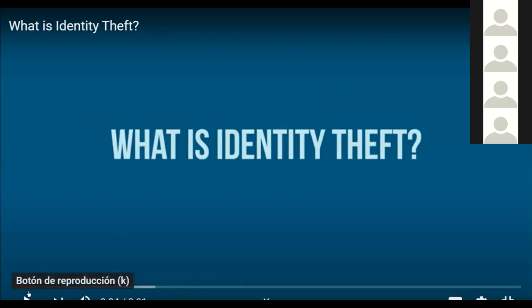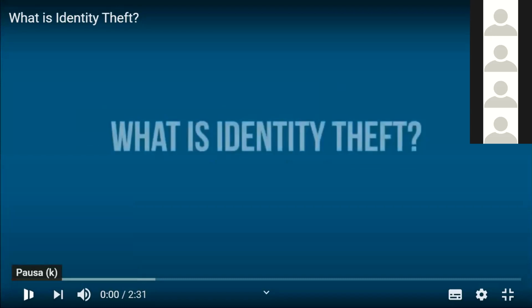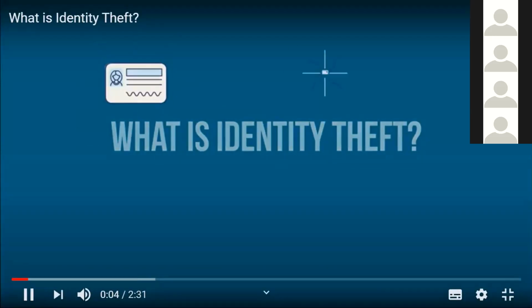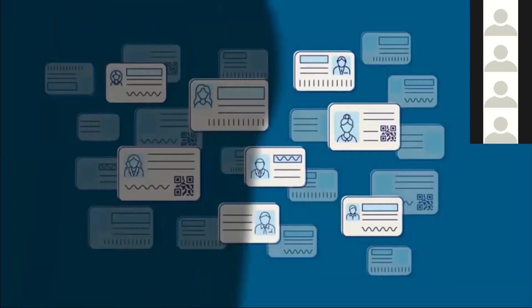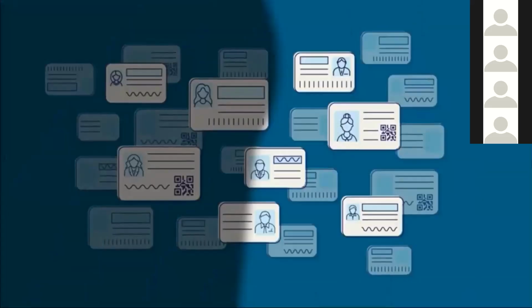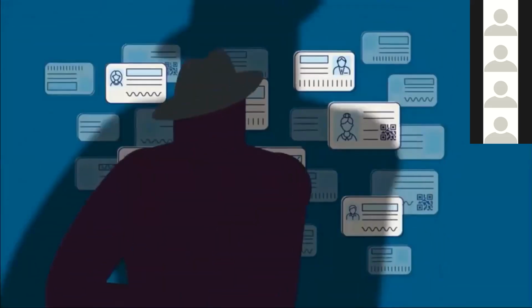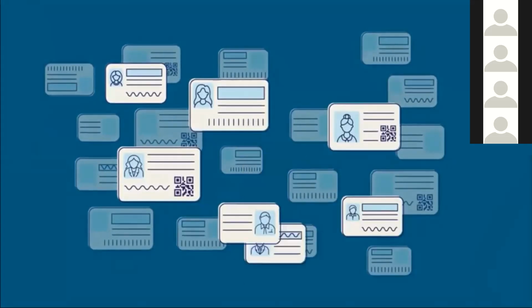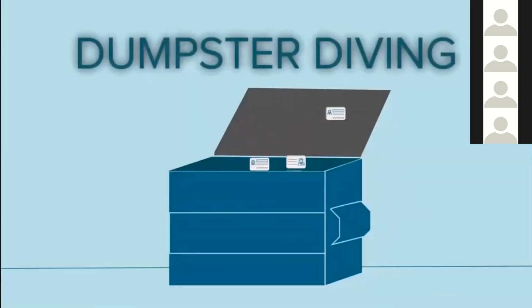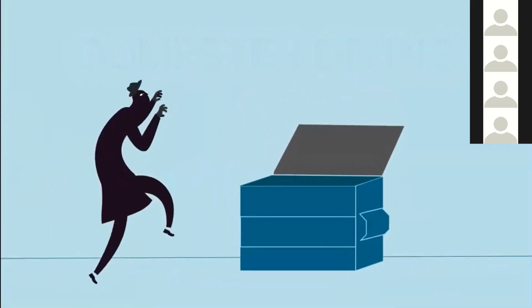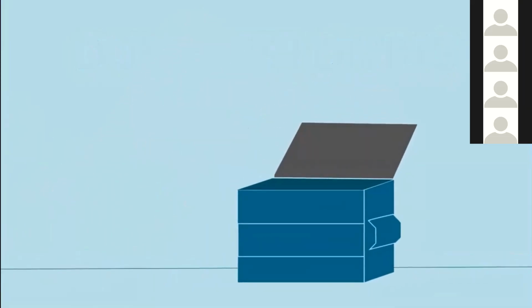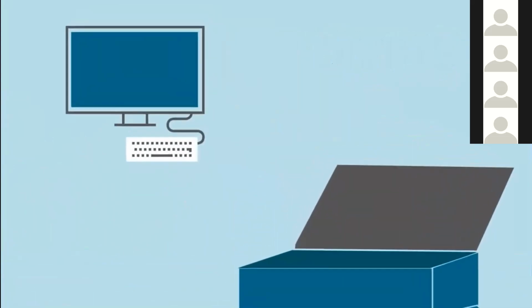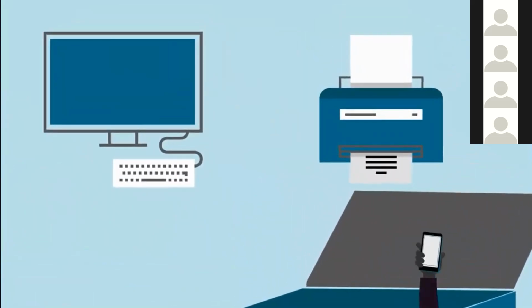Okay. What is identity theft? Identity theft affects millions of people each year around the world. Crafty fraudsters can steal identities in a number of ways. Some fraudsters commit identity theft by stealing physical information. They do so by dumpster diving, stealing mail, or taking discarded devices like computers, printers, or phones that have not had their hard drives wiped.